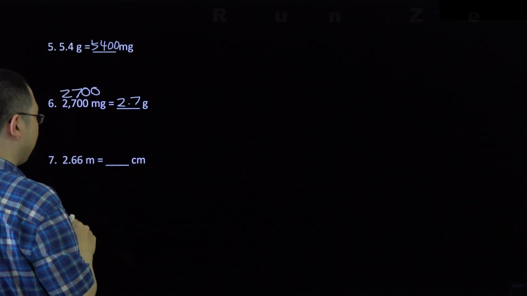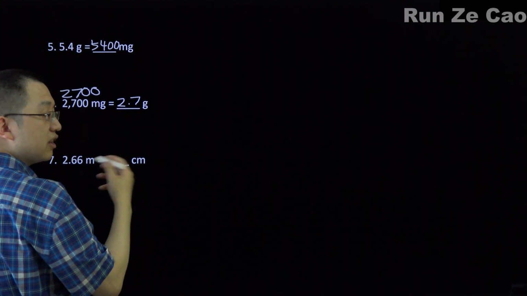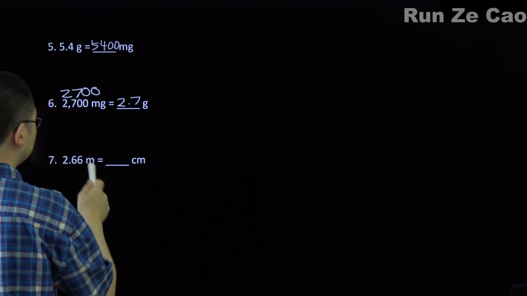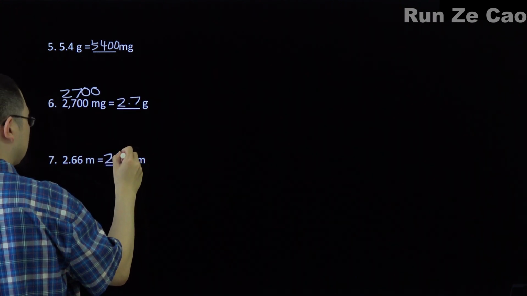so it's 2.7 grams. 2.66 meters is how many centimeters? Well, a meter is 100 centimeters, so we have to multiply by 100 to convert from meters to centimeters. It's 266.